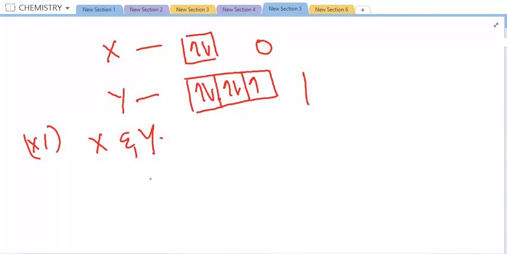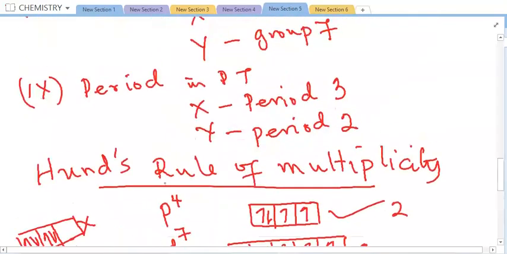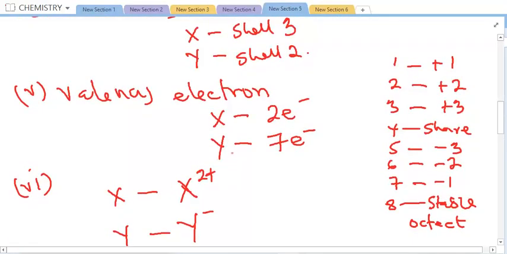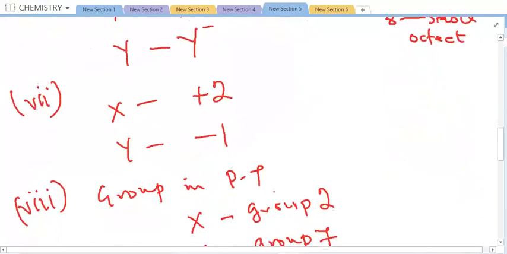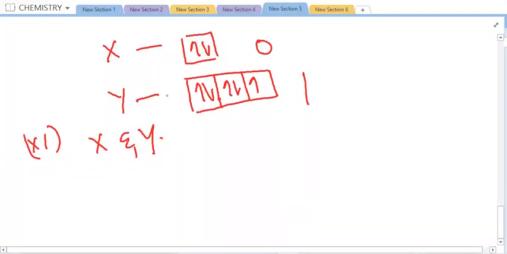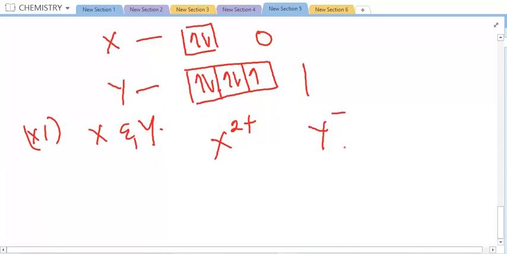Now, what will be the compound formed between X and Y? Go back. What type of ions are formed by X and Y? X forms X2+, Y forms Y-. So the compound formed will be, with the ratio of combination 2:1, meaning for every 2 electrons lost by X, 2 atoms of Y would come to pair with it. So the compound formed will be XY2.